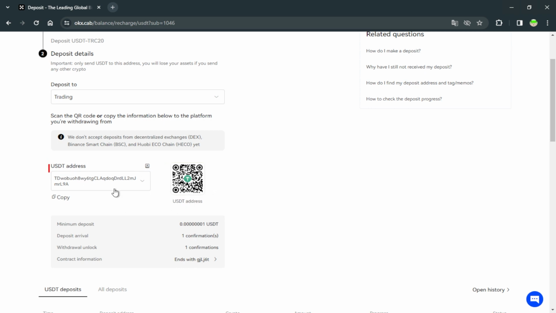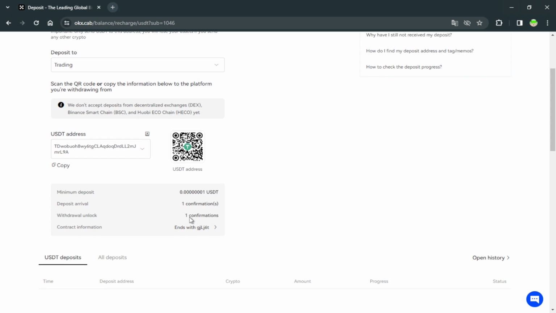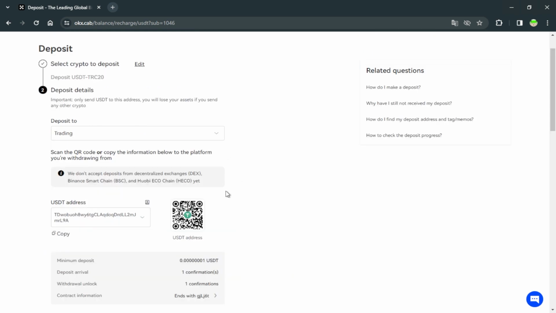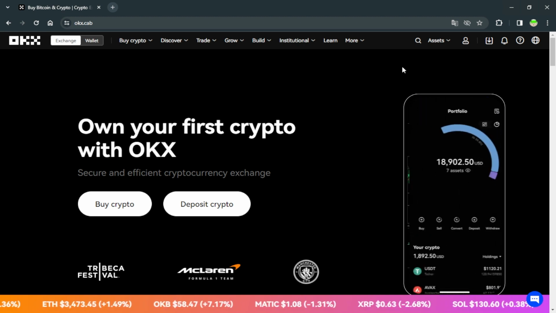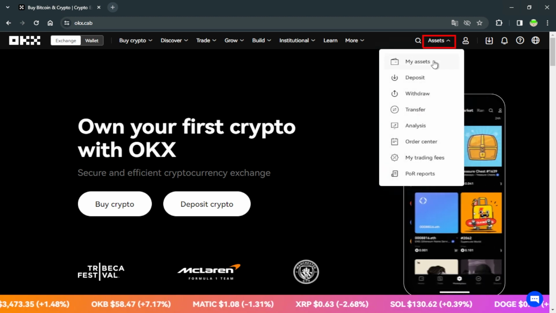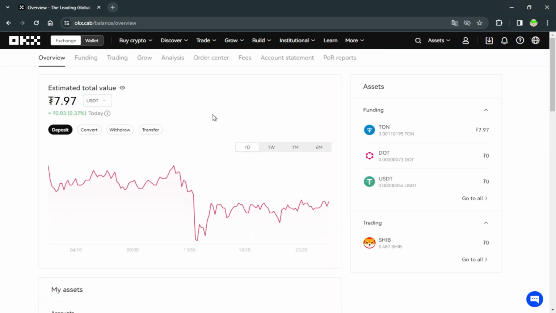Okay, select USDT, select the desired protocol, let's say TRC20, and click Next. After that, we can scan the QR code or select the USDT address, and from another exchange, we transfer directly to the OKX exchange. This is the only way for Russian users to transfer their funds to the OKX exchange.